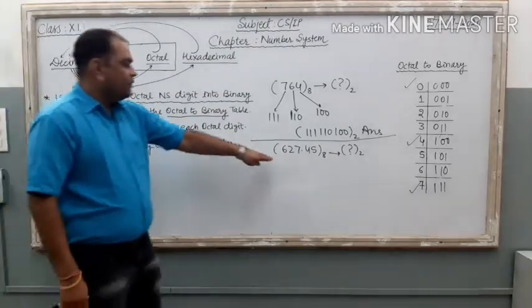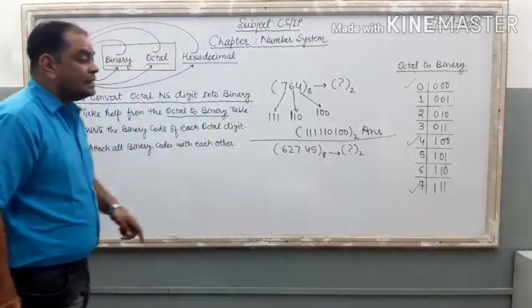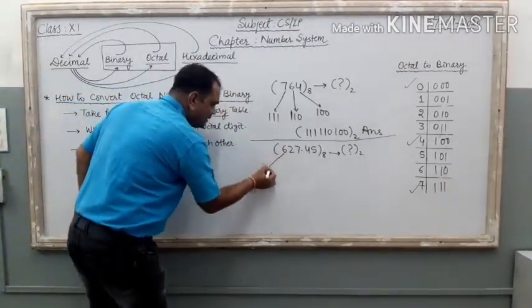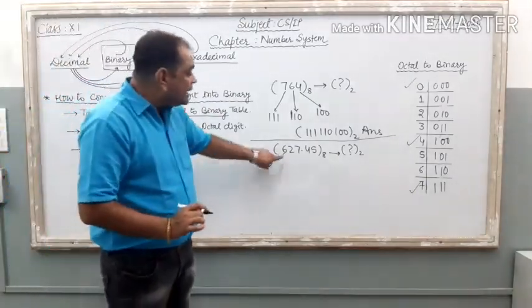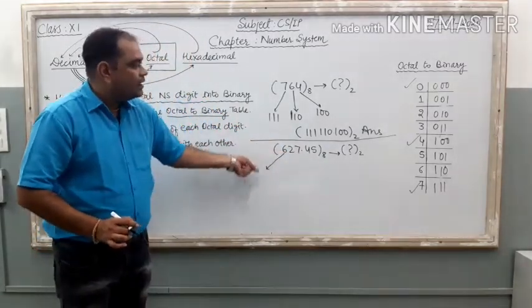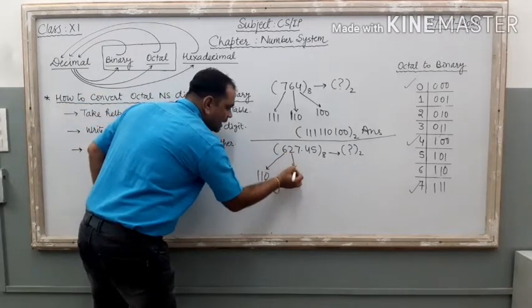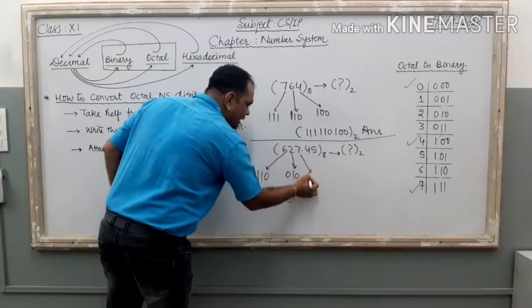Right? Now, if we want to convert this fractional number into binary, what can we do? Just write binary codes of each and every octal digit. Very first I take 6. The binary code of 6 is 110. Then 2, the binary code of 2 is 010. The binary code of 7 is 111.